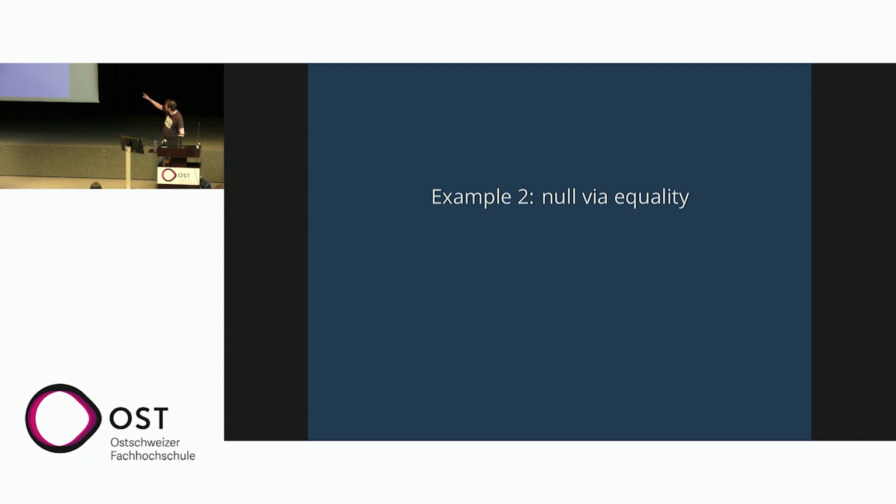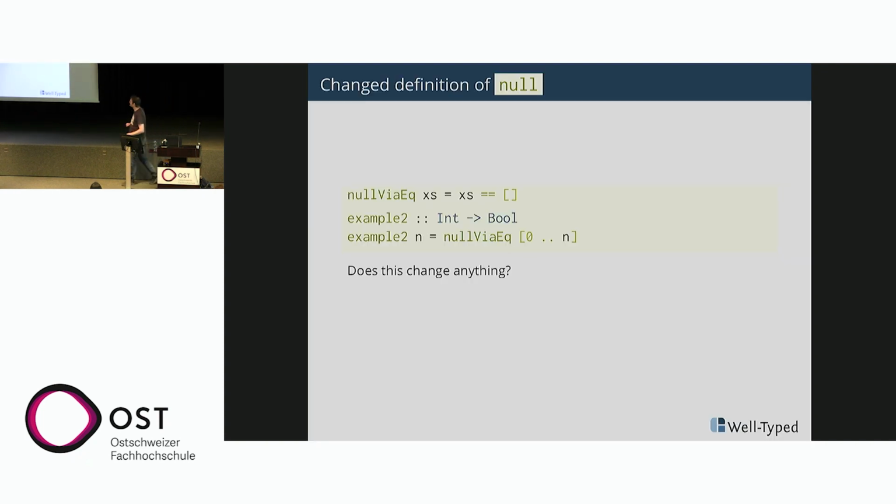Null, still null, but defined in a different way. We're going to use a definition of null that is looking like this. Null via equality, it's called. We're taking a list, and we're comparing that list with the empty list. And then we're doing the same thing again. What's the verdict? I guess we have already established in the context of the first example that there are only 2 viable answers, constant space and linear space. So let's do a vote again. Who is in favor of constant space? Who is in favor of linear space? Okay, so there's a majority for constant space.